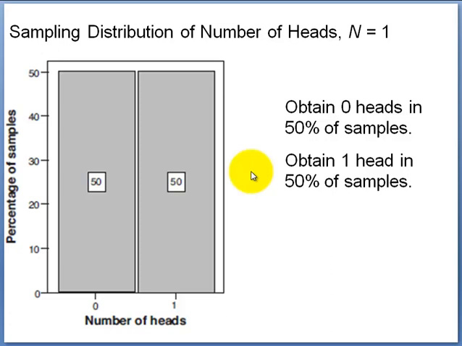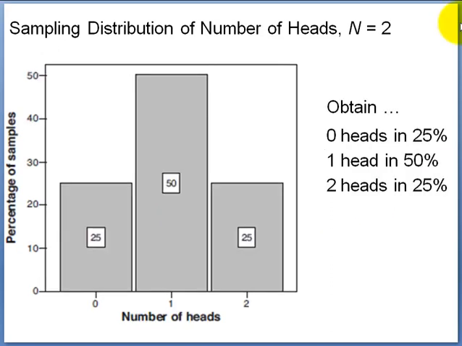I'm not going to show the statistical formula that leads to that result. It's an intuitive result here. So I've plotted a percentage of samples in which we would obtain 0 heads and 1 head. And this is indeed our sampling distribution. We're building a distribution here, and that distribution shows the 50-50 split between 0 and 1 head.